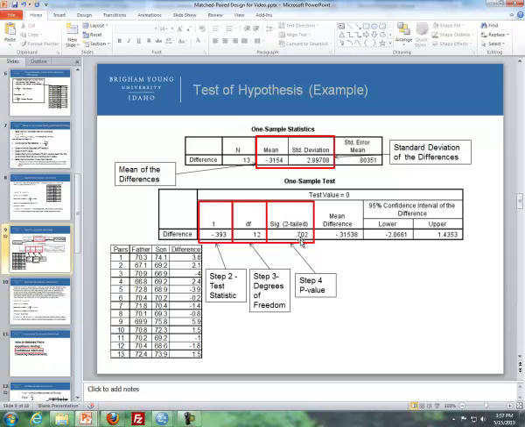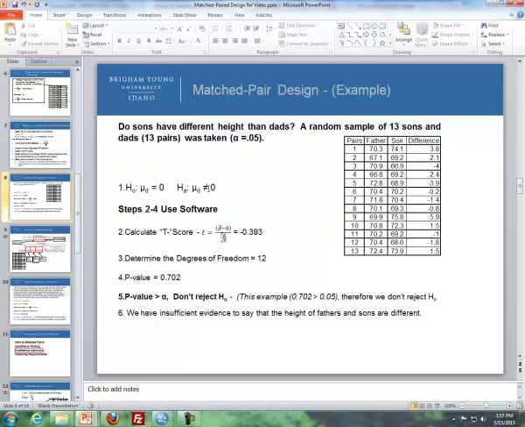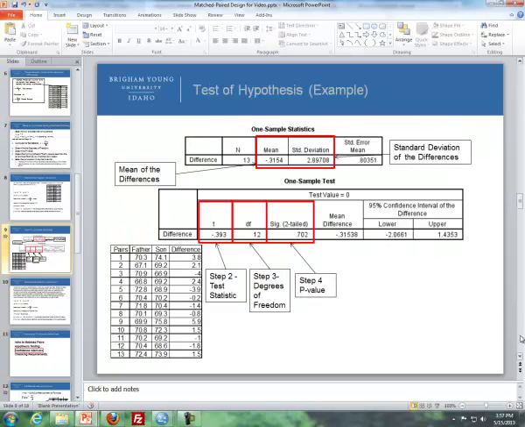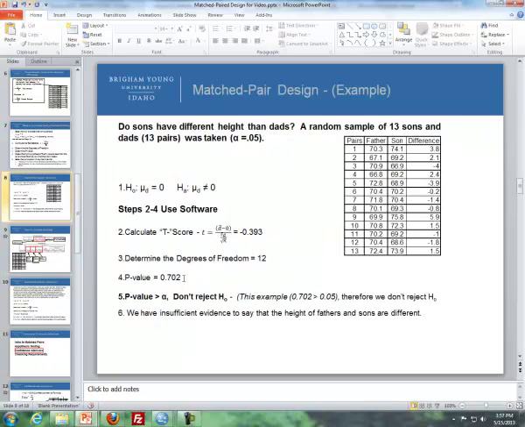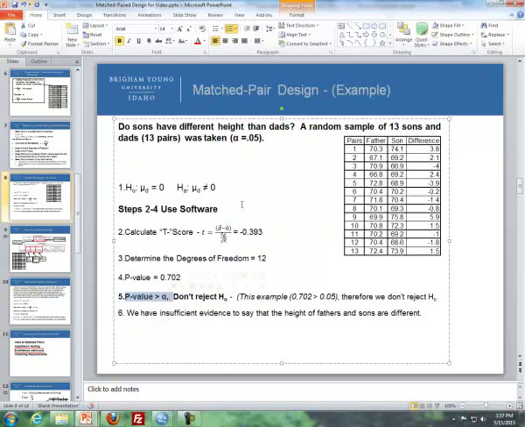Now it's only a p-value if it's a two-sided test. If it were a one-sided test, then you would take that number and divide it in half. But since the problem calls for a two-sided test, the p-value is 0.702. Okay. Parenthetically, you can get the mean of the differences and the standard deviation of the differences up here. Okay. So because our p-value is 0.702, it is greater than our level of significance, which is up here. So we don't reject the null.